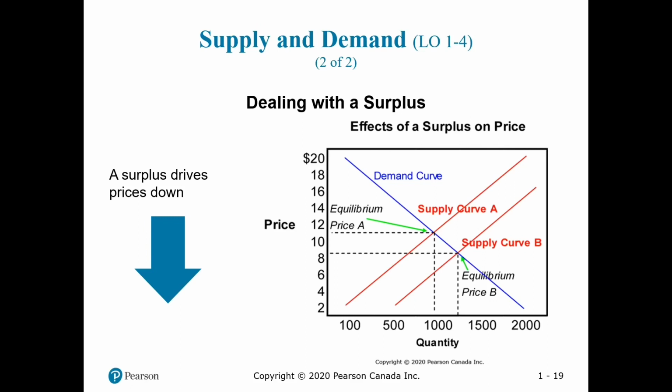Surplus. When the quantity demanded is less than the quantity businesses are willing to supply, a surplus exists. This will create a new equilibrium price crossing the demand curve at a price point which is lower than normal. Thus, a surplus drives prices down.